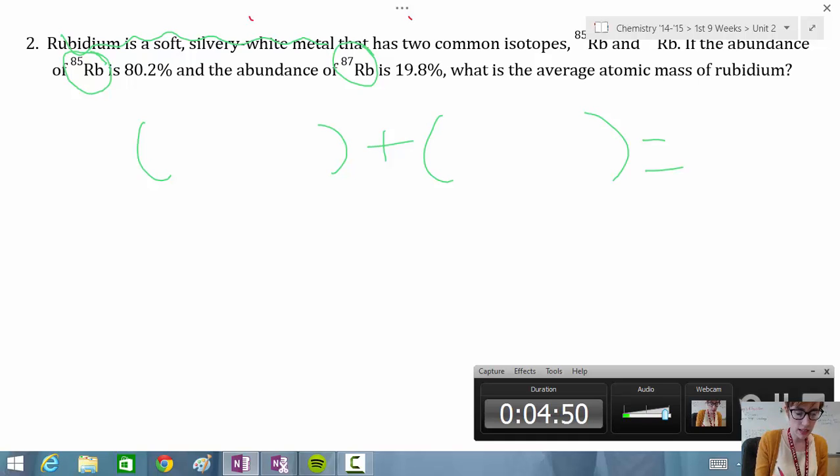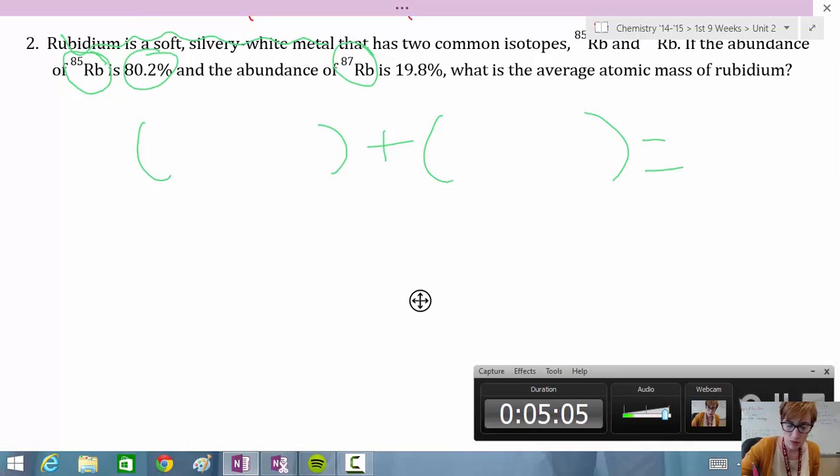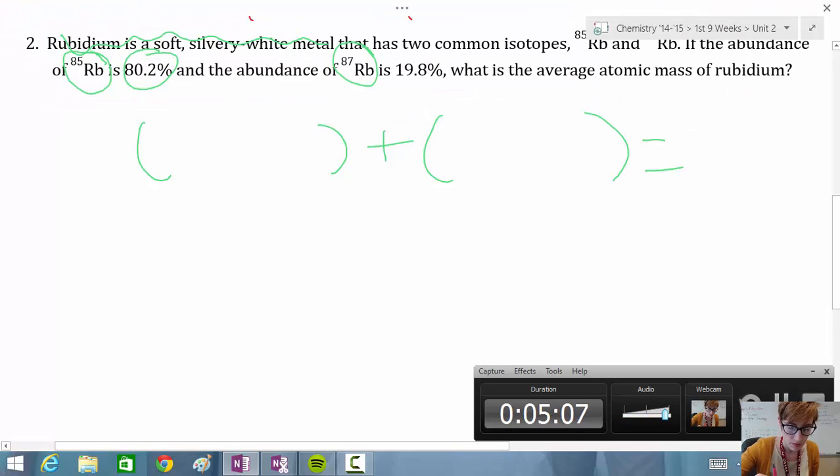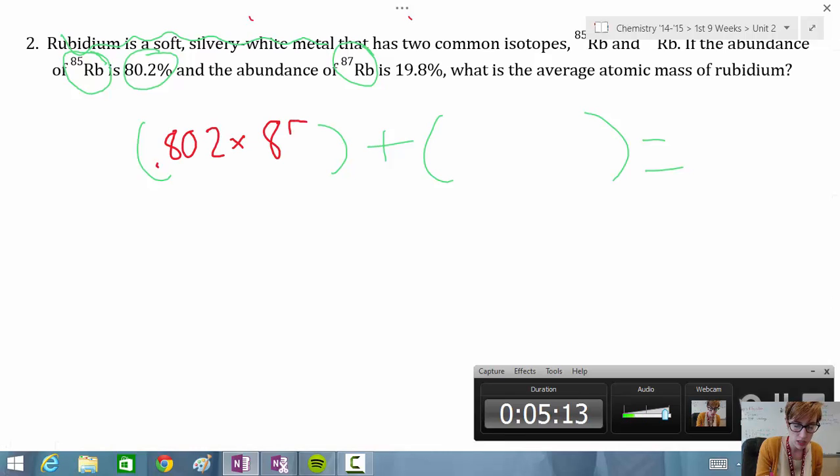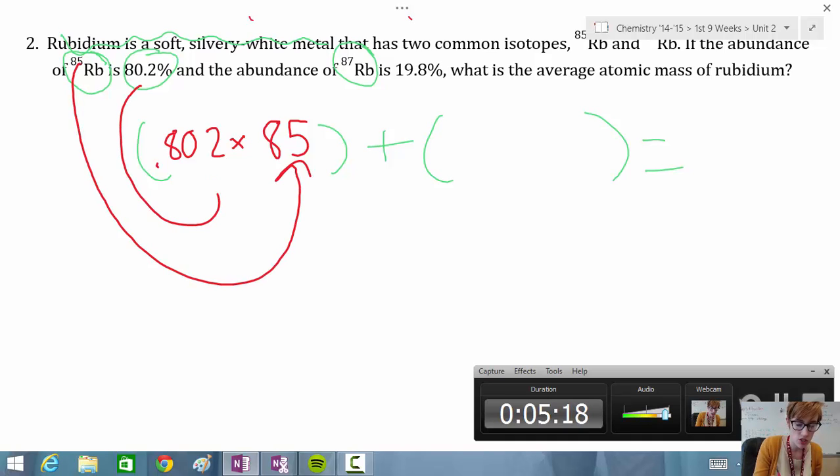Remember, I have to write the percentage as a decimal. So this percentage as a decimal is 0.802, and then I'll multiply it by the mass number, which is 85. So here's my mass number, and here's my percentage as a decimal.